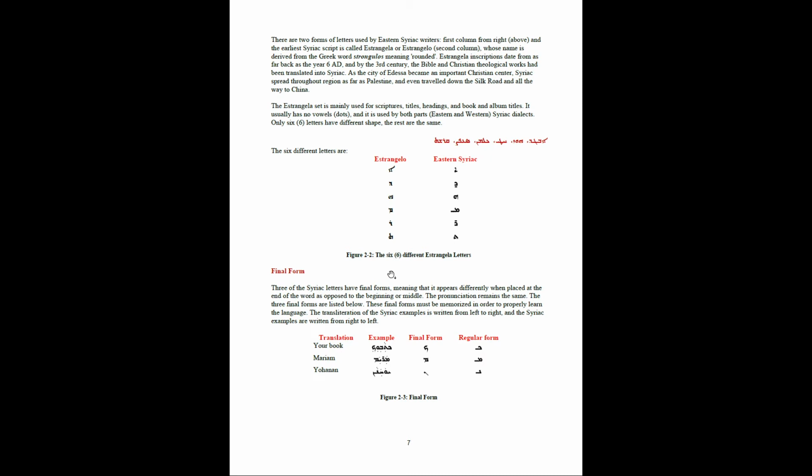Final form, as I mentioned before, when we have kap, meme, and noon, we have three letters that have a final form. Here it doesn't mean the sound of that letter is going to change. The only thing that changes is the shape. Example here, kap. That is the regular one when it falls at the beginning or in the middle. Kap at the end. And then the example I have here, I put it at the beginning of the word and at the end of the word.